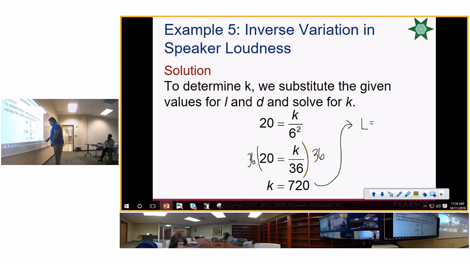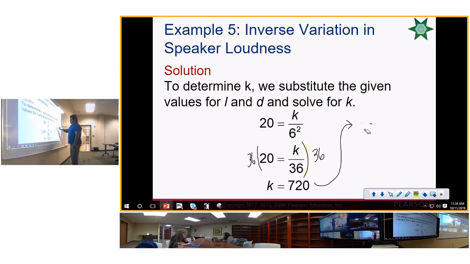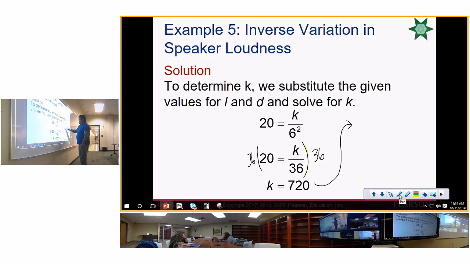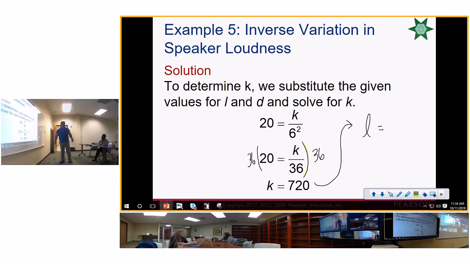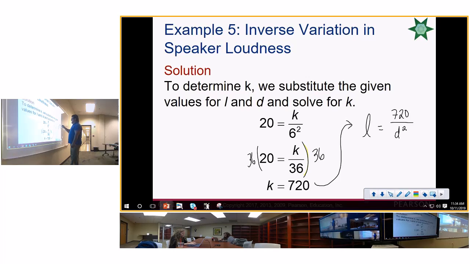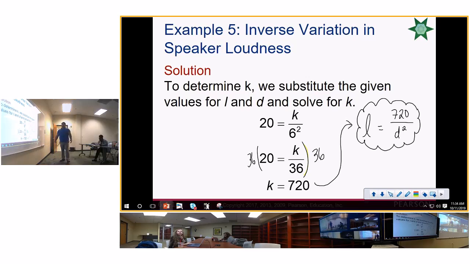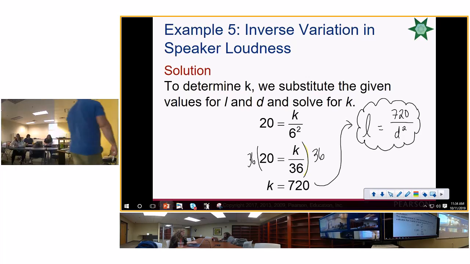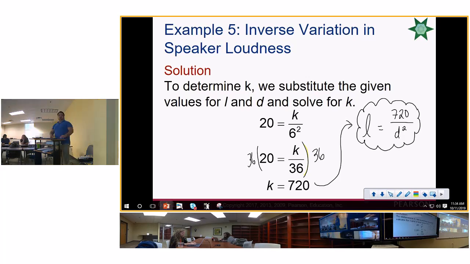All right, I'll tell you what I'll do. Now, some of y'all may not know what this is. It's cursive, yeah. Some of y'all may not know what that is. We do. Okay, good. So L is equal to 720 over what? D squared. And that is your formula for this inverse variation. I don't know if they're going to give you another number to plug in or not after this slide.